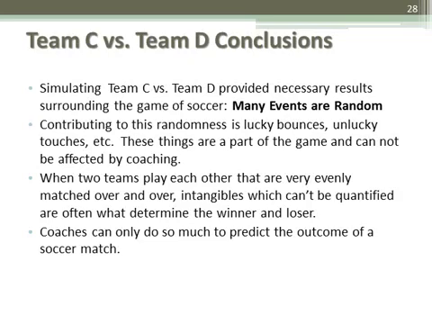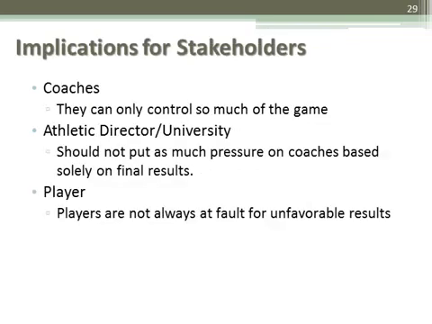Contributing to this randomness is lucky bounces and unlucky touches, and these are big parts of the game which really affect the outcome but cannot be changed by coaching and coaching changes. When two teams play each other that are very evenly matched, some of these intangibles which cannot be quantified or coached are often what determine the winner and loser. Coaches can really only do so much to predict the outcome of a soccer match, especially when playing an equally matched team. Some implications for the stakeholders is that coaches can only control so much of the game.